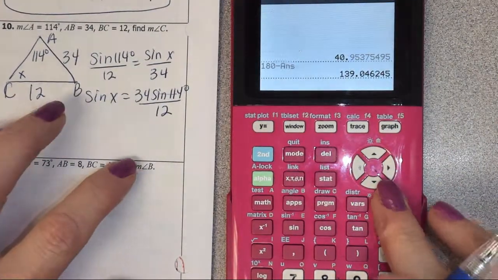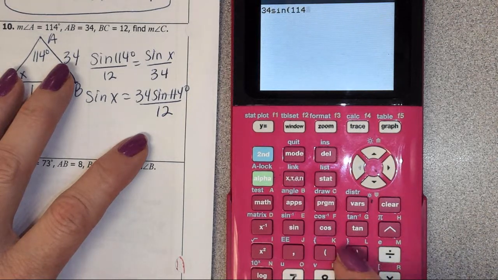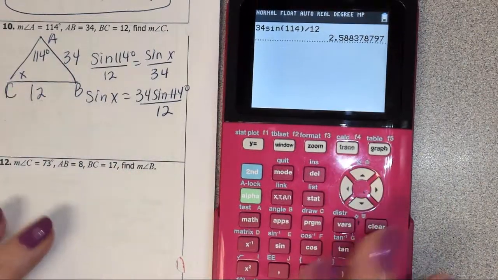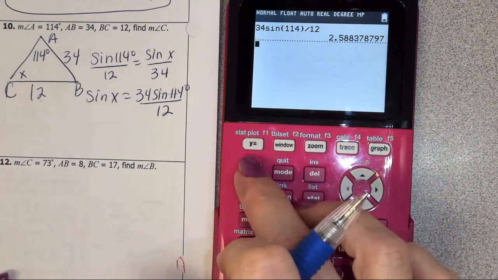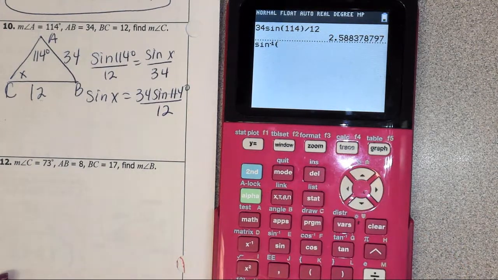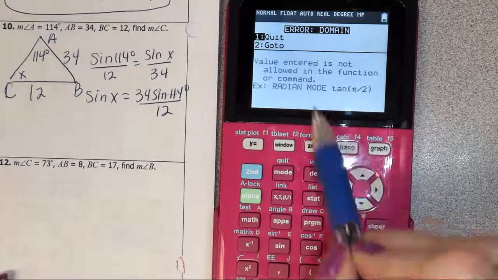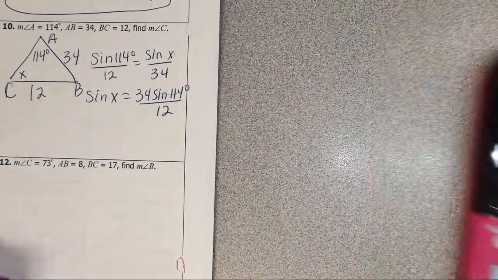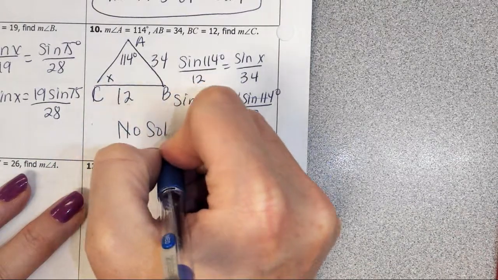So watch what happens here. I do 34 sine 114 divided by 12, and I get this answer, 2.59. Remember what we said? All the sine values have to be between what? Right. And watch when I do this. Second sine of that answer, nope, can't do it. It gives you all this stuff about how it can't be done. All right, so we would now say there's no solution to this.